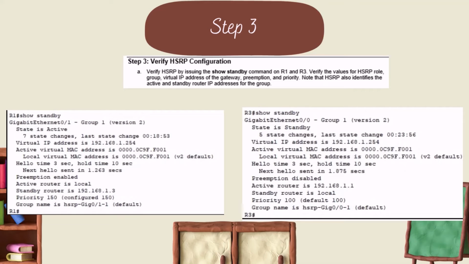Untuk router 3 adalah dah masukkan group 1 version 2. State dia adalah standby. Kalau kat sini dekat router 1 ni adalah state dia adalah active. So dalam virtual IP address dia adalah 192.168.1.254. Dia punya MAC address pun adalah sama dengan router 1. Lepas itu preemption dia adalah router 3 disable, active router dia 192.168.1.1, priority dia adalah 100.